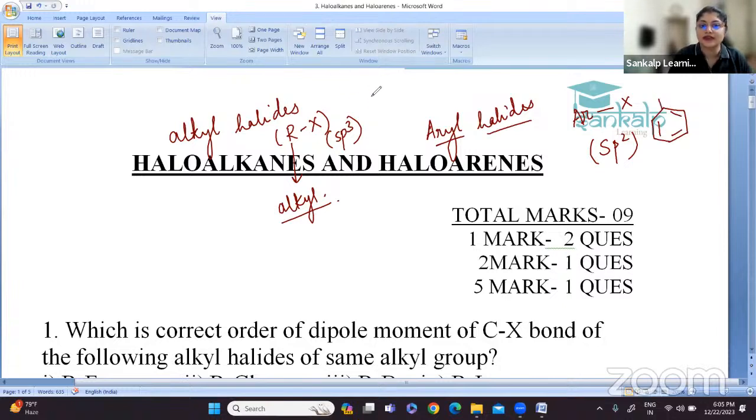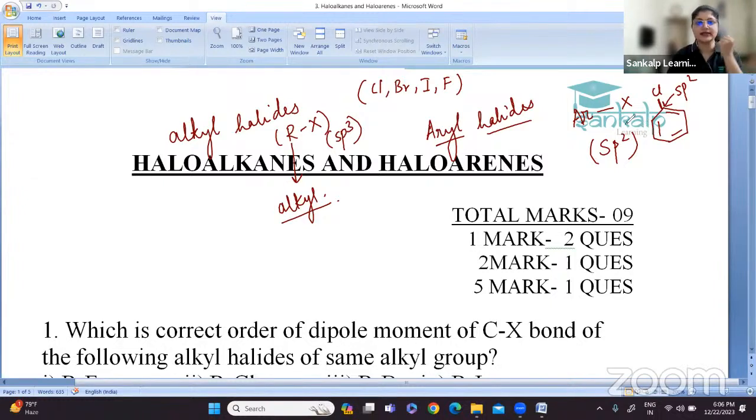What are the examples of halogens? Chlorine, bromine, iodine, fluorine. These are your halogen atoms. Now when I take an aryl halide, X can be any halogen atom. I can take chlorine, so this is chlorobenzene. The chlorine atom is attached to a carbon, and this carbon is sp2 hybridized because there is a double bond. Since it is attached to a double bond, it is called an sp2 hybridized carbon.